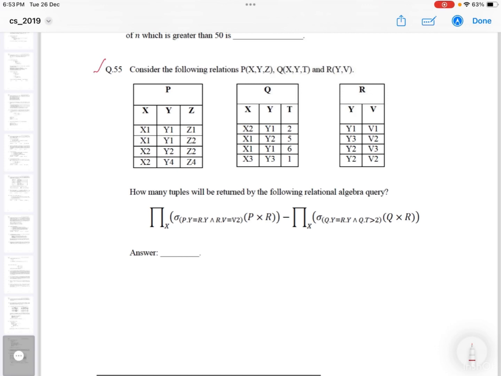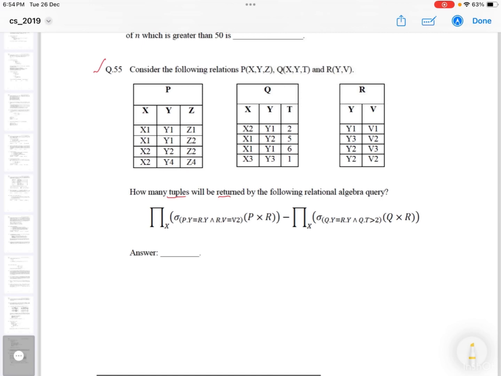What we have been asked is to consider the following relations. We are given three relations, P, Q, and R, and we need to find how many tuples will be returned by the following relational algebra query, right? From this query, we will have to see how many tuples it is going to return. Okay, let's look at that relational algebra expression.